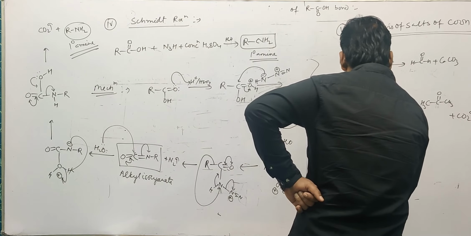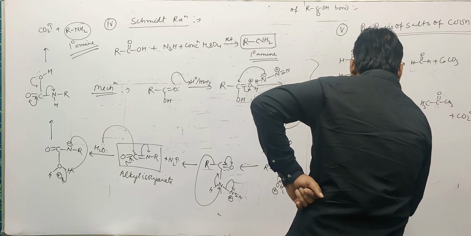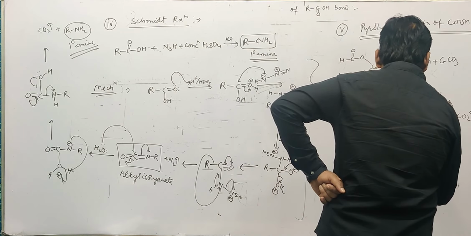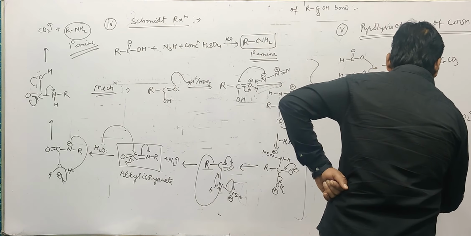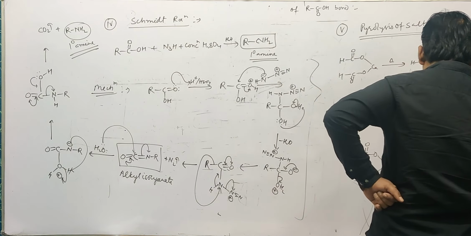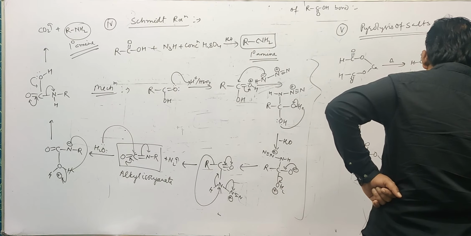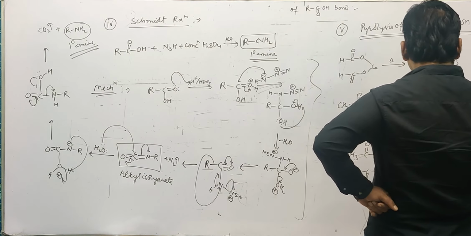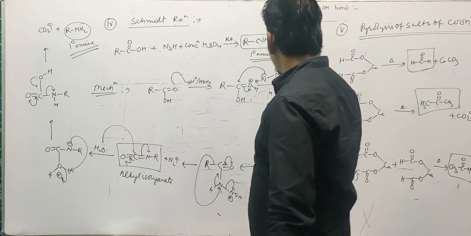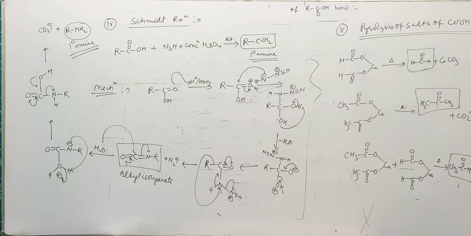Simply, if we mix CH3C=O, Ca, O, C=O, CH3 with HC=O, Ca, O, C=OH, upon heating, what does it form? CH3C=OH, that is acetaldehyde. Over here it forms ketone, over here it forms formaldehyde, over here it forms acetaldehyde, and this is simply the pyrolysis of salts of the corresponding carboxylic acid.